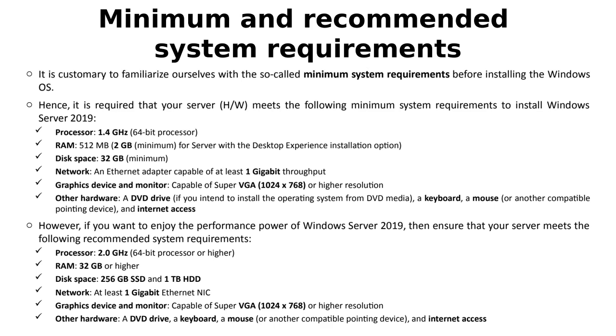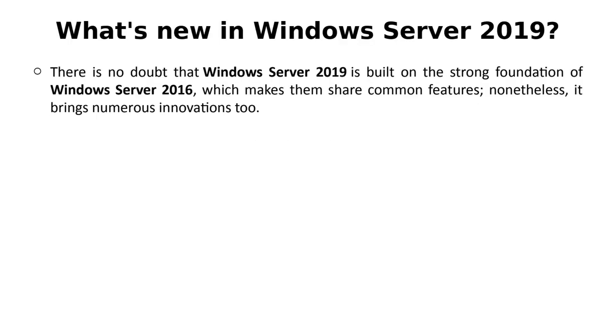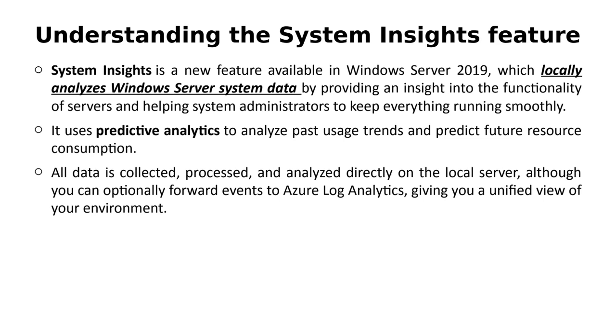What is the recommended RAM? Recommended RAM, 32 gig. What is the minimum RAM? 512 mega. And so on. So System Insights is a new feature based on AI and predictive analysis. It will show you the system, analyze the performance, and predict the future based on history.